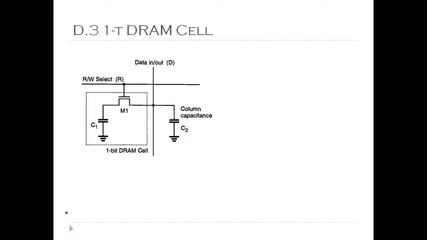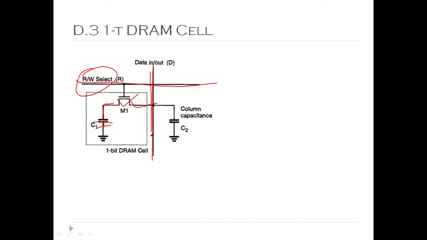Now let's talk about the 1T DRAM cell, another configuration, and the most popular configuration of the DRAM cell. It basically consists of one access transistor M1 and a capacitor which stores the charge. The access transistor is controlled by row select, which is used for both read and write operation, and data is given to the capacitor by a data in or data out column.